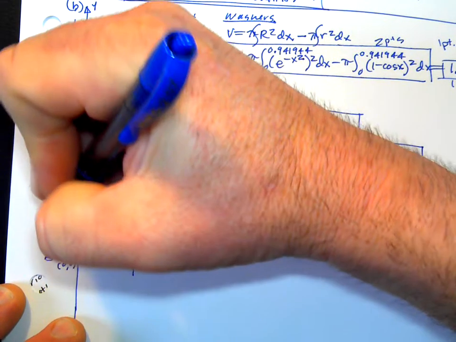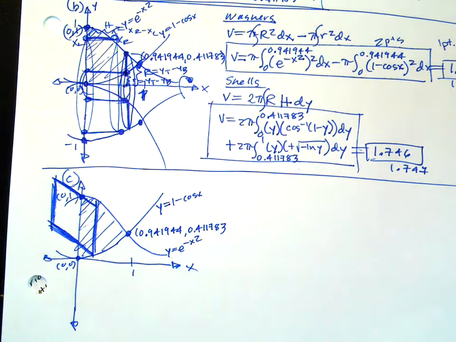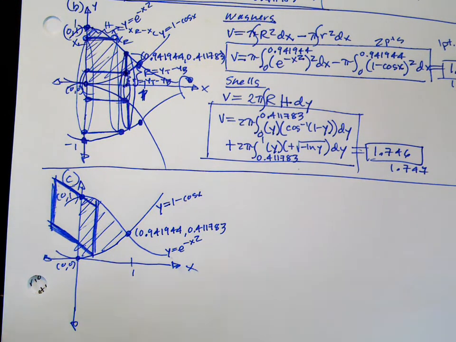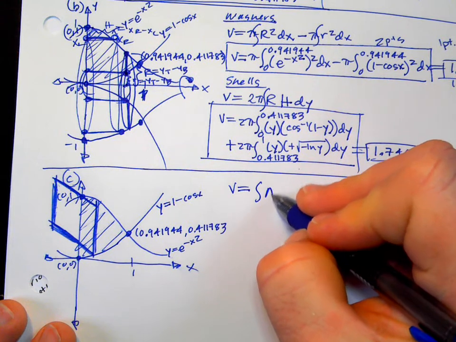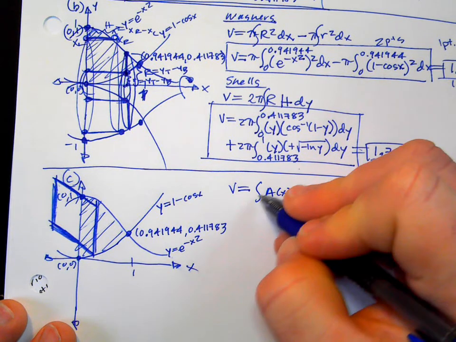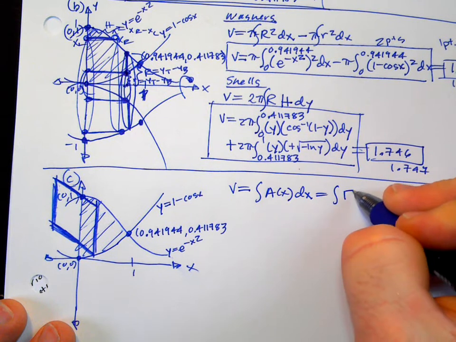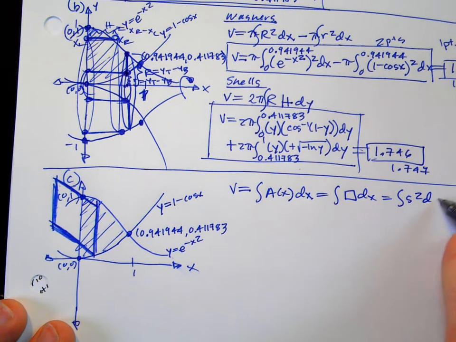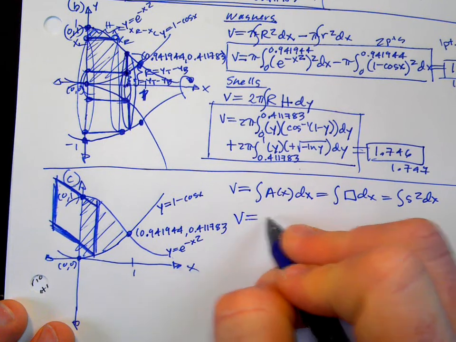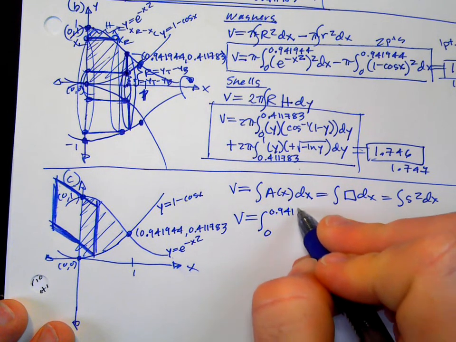squares. So there's one slice, and you want to find the volume of all those. So the volume is the integral of the area of each of those slices, that has the same kind of formula, times the thickness. In this case, they are squares, which have a formula side squared. The limits are going to be left to right, 0 to 0.941944.